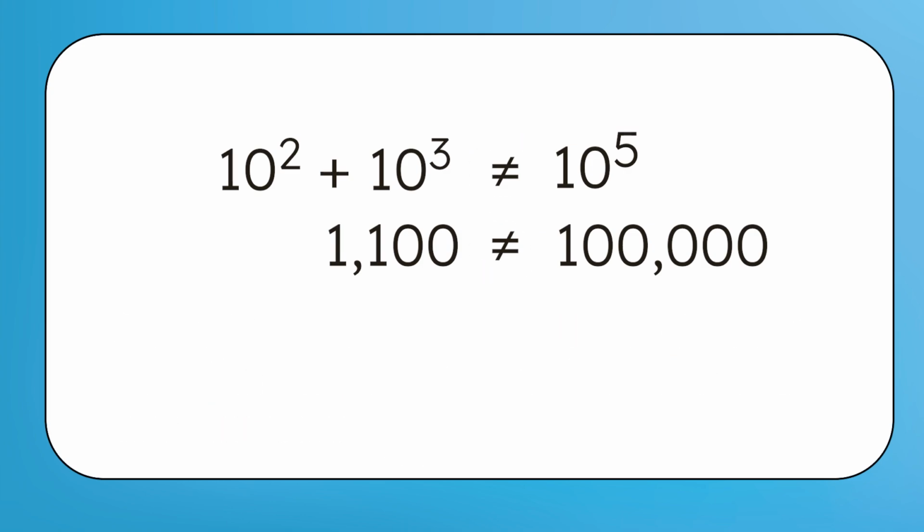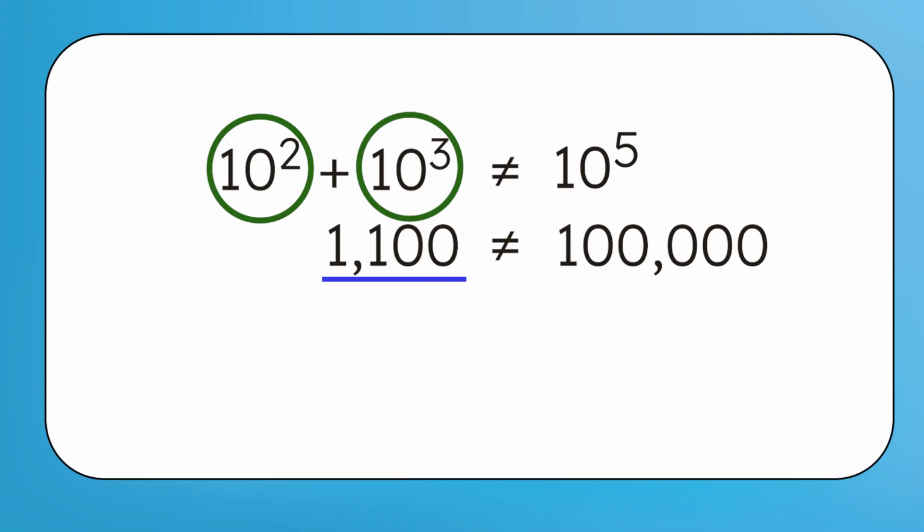Combining the exponents didn't work because we are adding together two separate numbers in exponent form. In order to solve addition problems like this, we must find the value of each number in standard form and then add their values together. So there is no shortcut to solving these problems.